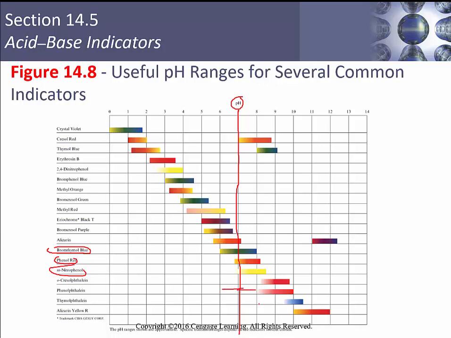Right? So you want your indicator's pKa to match the pKa of the acid or base you're looking at to be within plus or minus 1 pKa unit.